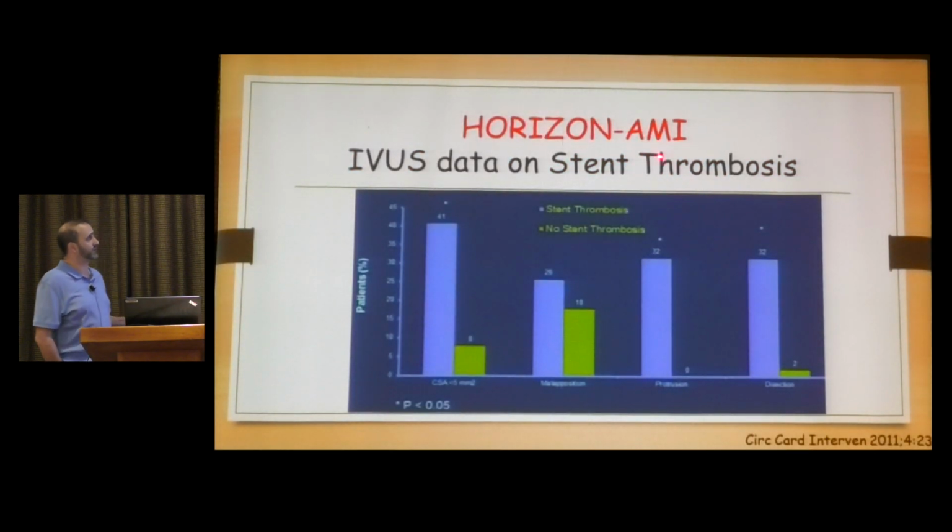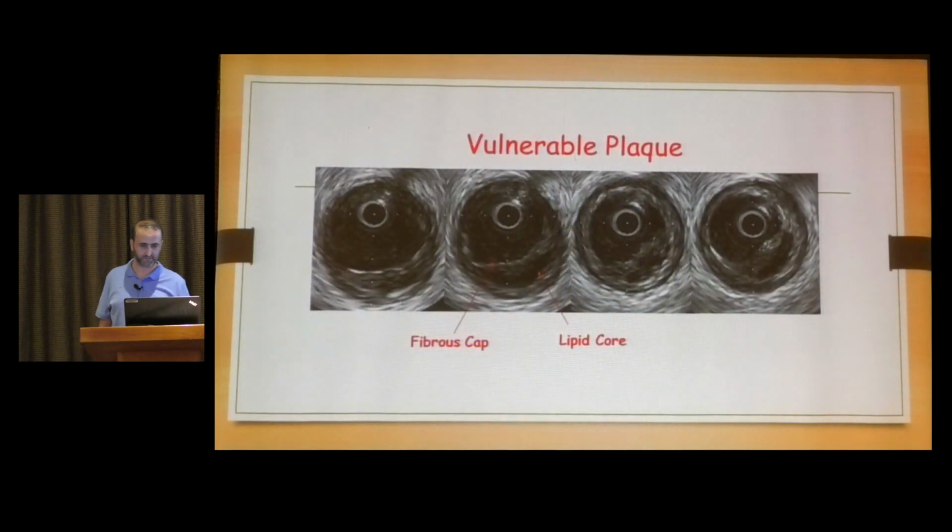This came out from the Horizon trial, where they looked at all their patients who came back with stent thrombosis, and they found that if the cross-sectional area of the stent is less than 5 millimeters square, or they have a protrusion or dissection, it is statistically significant, increasing the risk of stent thrombosis. Malapposition was not a statistically significant risk for stent thrombosis.